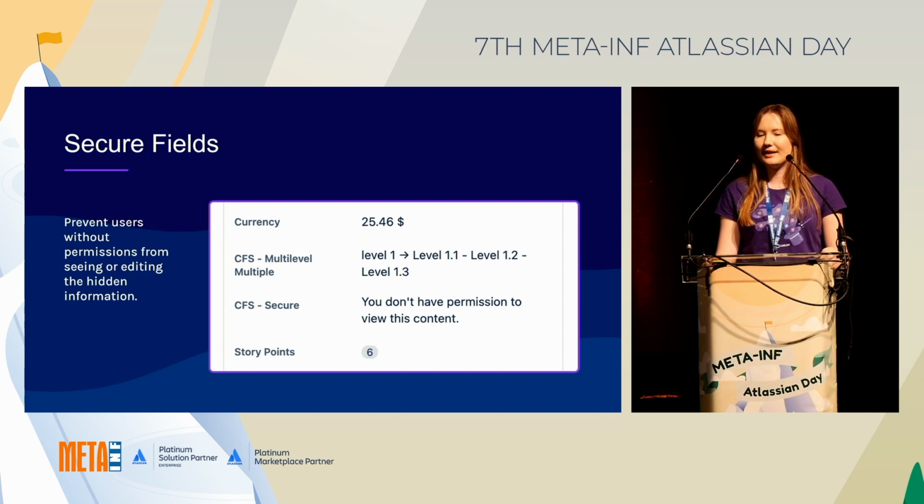Another one is secure fields. That's our newest custom field type. And this custom field type provides various secure field types. As I said, you can create number, text, date custom fields like the Jira standard one, but after defining view and edit permissions in the context screen, users without permission will not be able to see or edit the hidden information. And then they will get a message that they're not permitted to view or to edit.